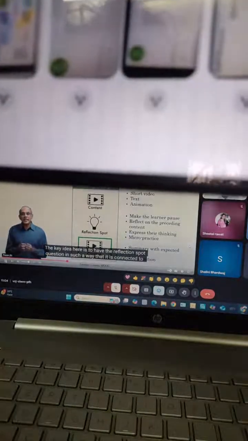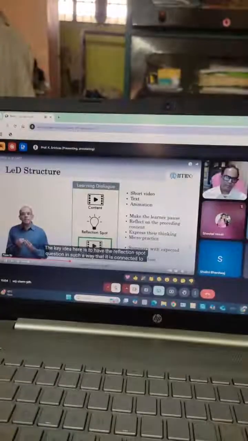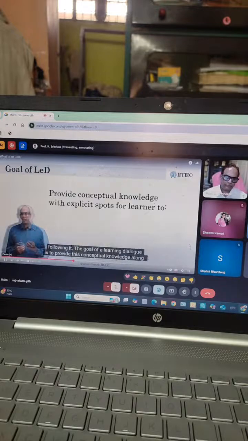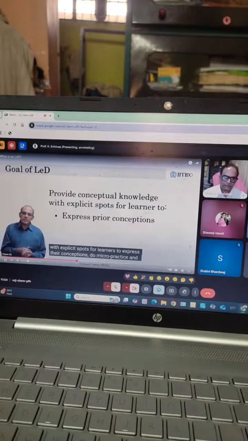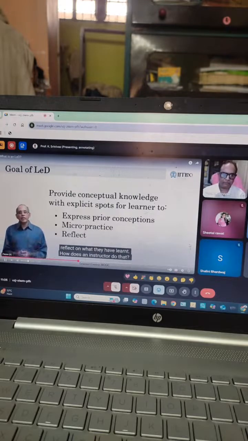The key idea here is to have the reflection spot question in such a way that it is connected to the content that is immediately preceding it as well as to the content that is immediately following it. The goal of a learning dialogue is to provide this conceptual knowledge along with explicit spots for learners to express their conceptions, do micro-practice and reflect on what they have learned.